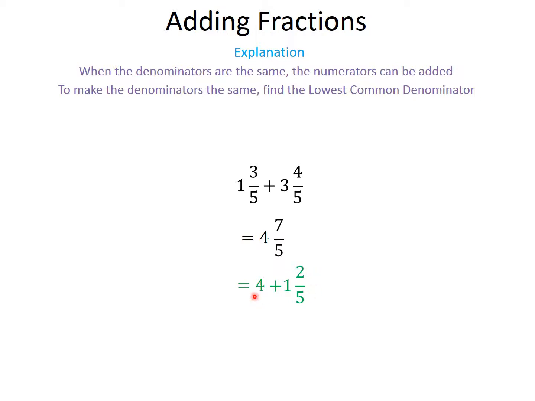So I've got the 4 wholes I already had, plus the extra whole that I get when I change that to a mixed number, and I've got the 2/5. So that becomes 5 and 2/5.